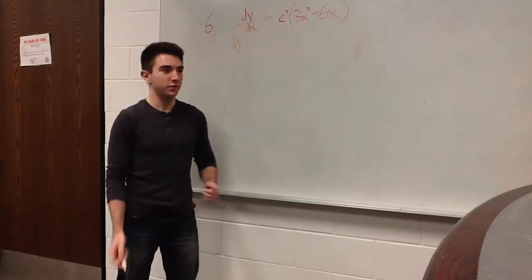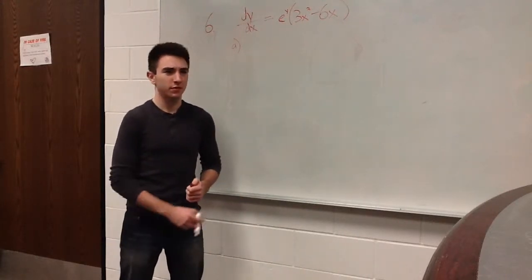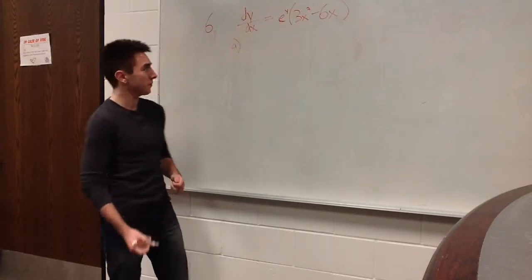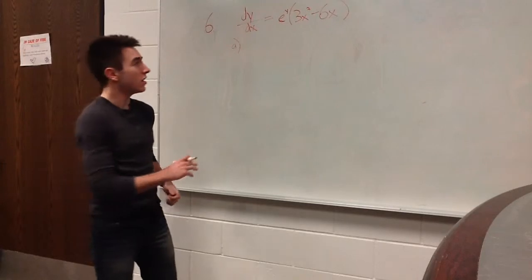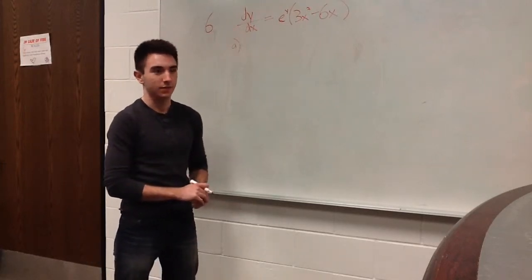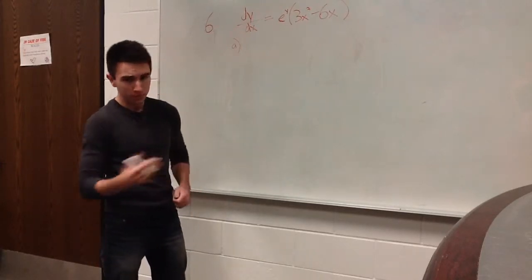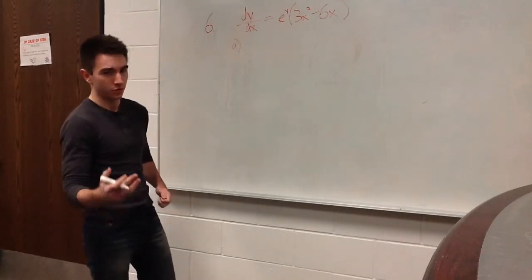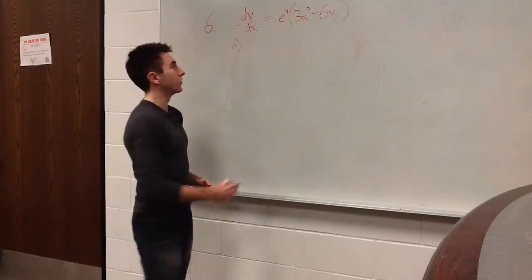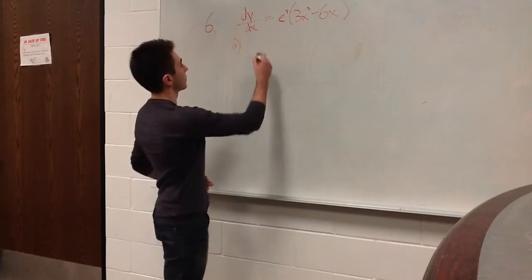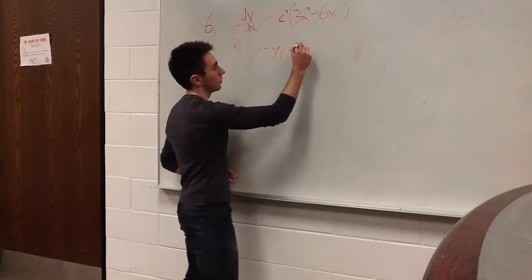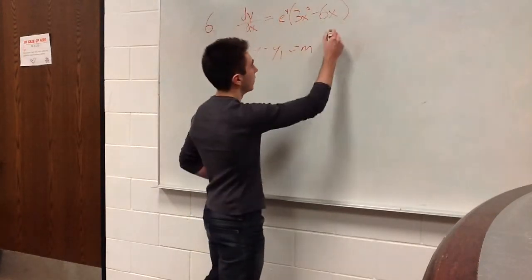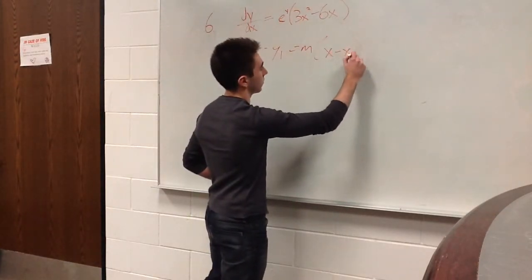Hi there guys, we're about to solve some differential equations in calculus. So we have the equation dy/dx equals e to the y times the quantity 3x squared minus 6x. And so right now what we're trying to do is find a line tangent to this equation. The way we're going to do this is set up our point slope form. That's y minus y1 equals m, which is our slope, times x minus x1.